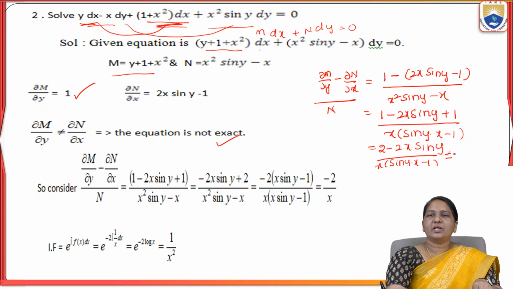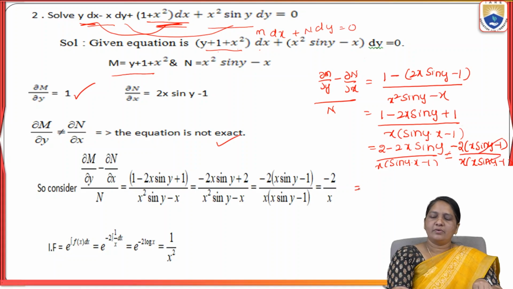So when taking the common factor, we take minus 2 common, so we are getting minus 2 into (x sin y minus 1) divided by x into (x sin y minus 1). So x sin y minus 1 and x sin y minus 1 will be cancelled. Finally, we got minus 2 by x. That is what we wrote here.